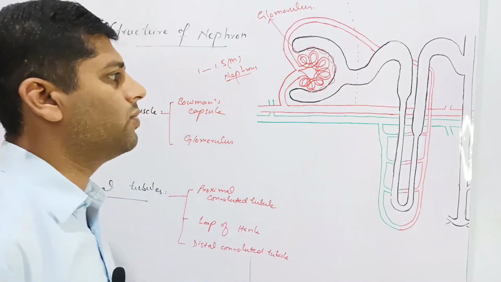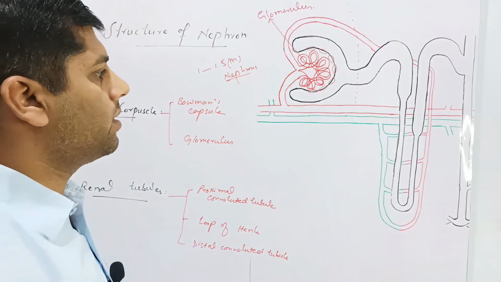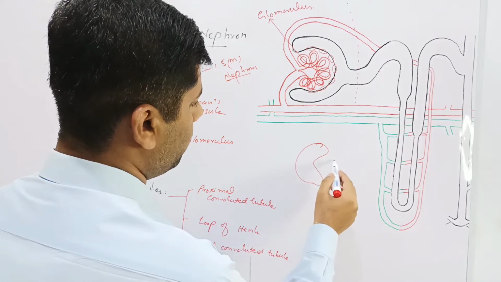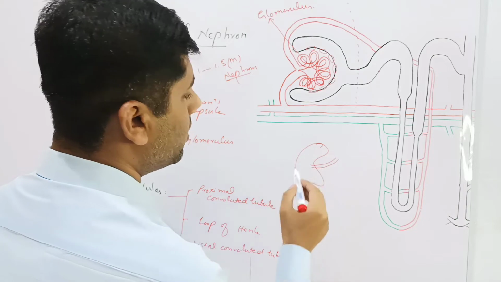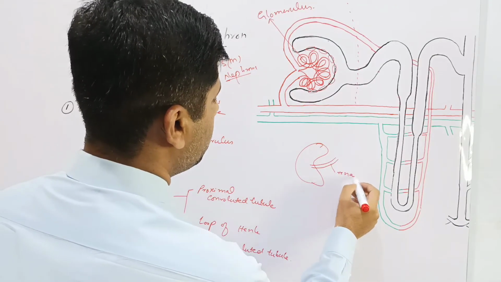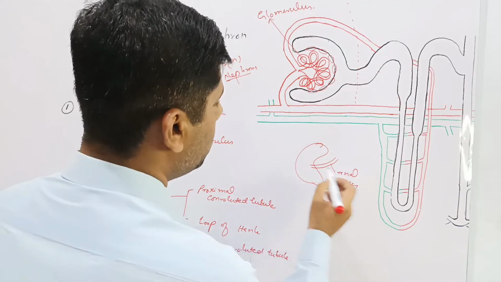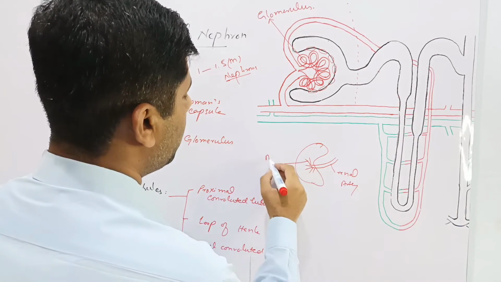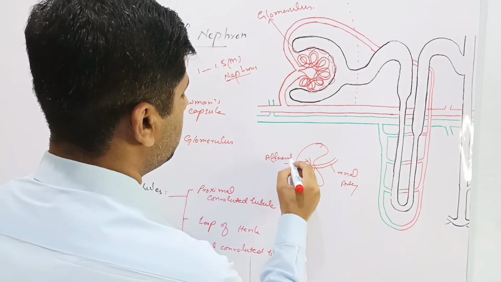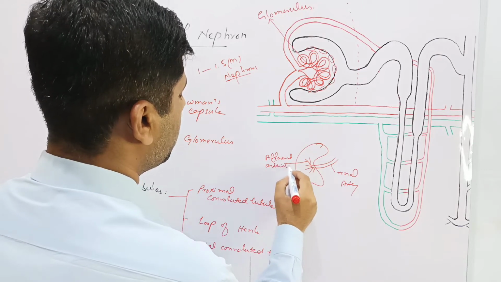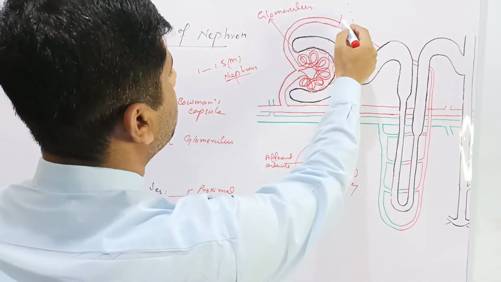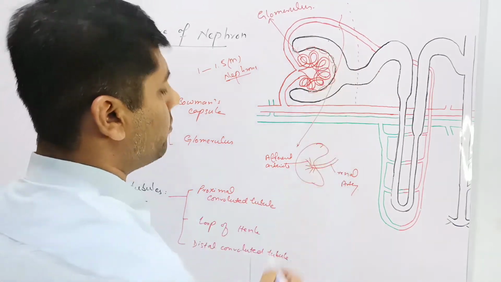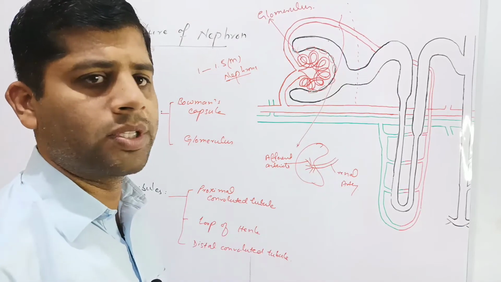Basically, as we have discussed in our previous lecture, this is the hilum of the kidney, where the renal artery enters. This renal artery branches and rebranches and forms efferent arterioles. These efferent arterioles form a tuft of capillaries called the glomerulus.